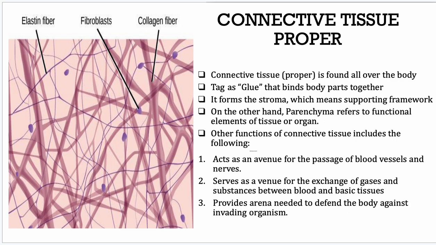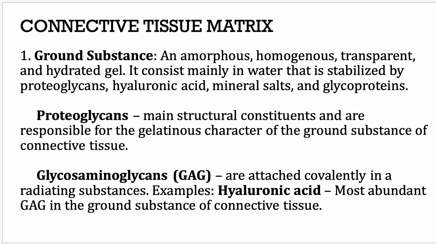Connective tissue matrix. First, we have your ground substance. This is an amorphous, homogeneous, transparent, and hydrated gel. It consists mainly of water that is stabilized by proteoglycans, hyaluronic acid, mineral salts, and glycoproteins.